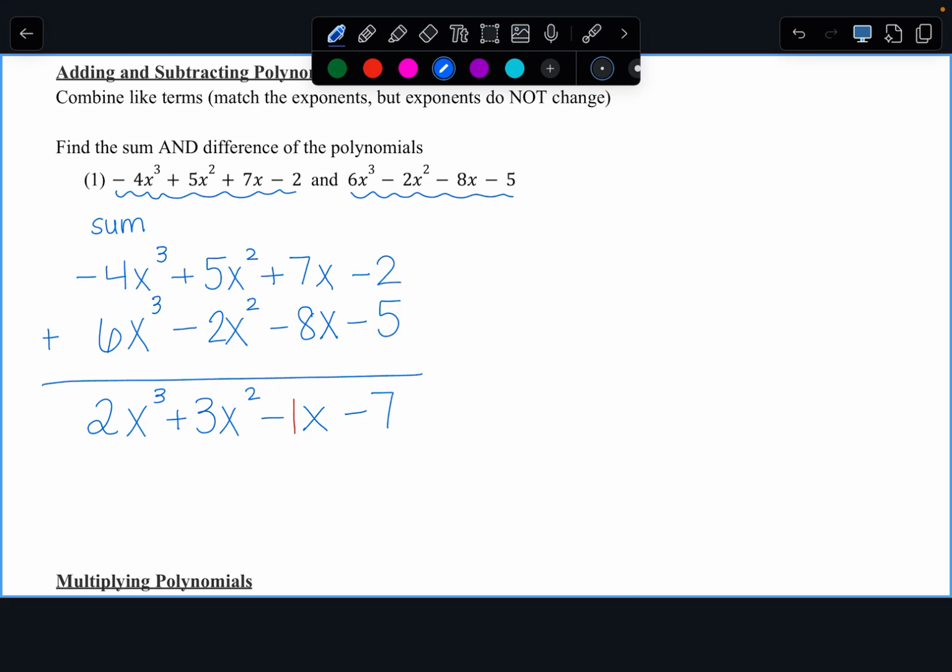Subtraction is a bit different though. If we're finding the difference between them. So we're going to keep the top one and subtract the second one. So negative 4x to the third plus 5x squared plus 7x minus 2. But we are subtracting that whole bottom row.